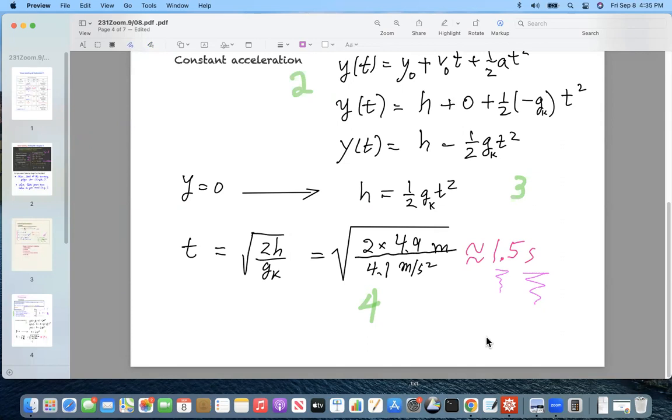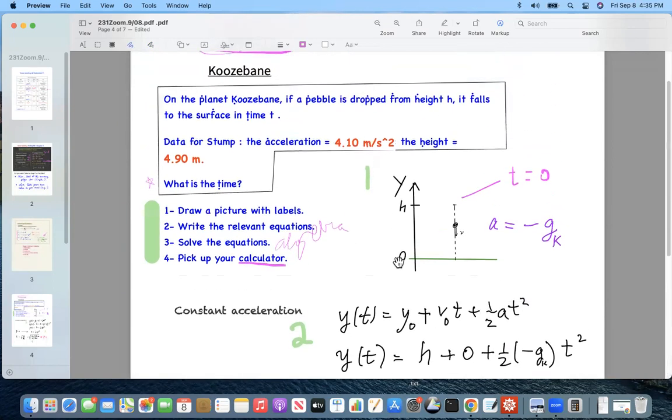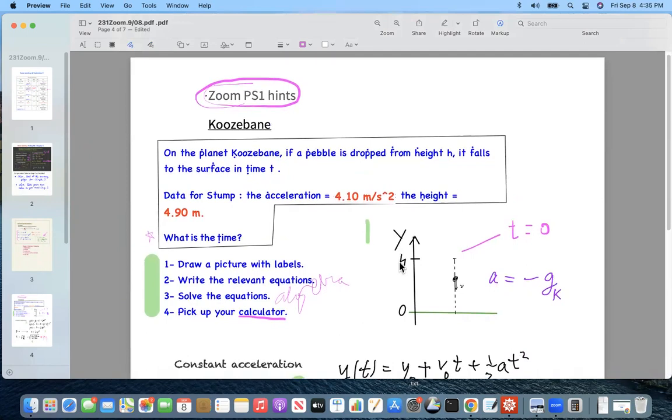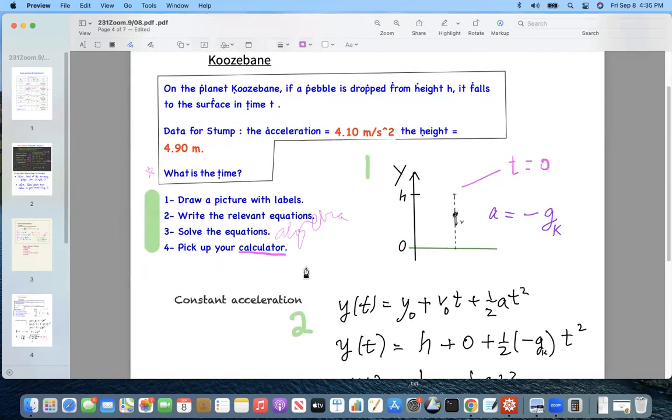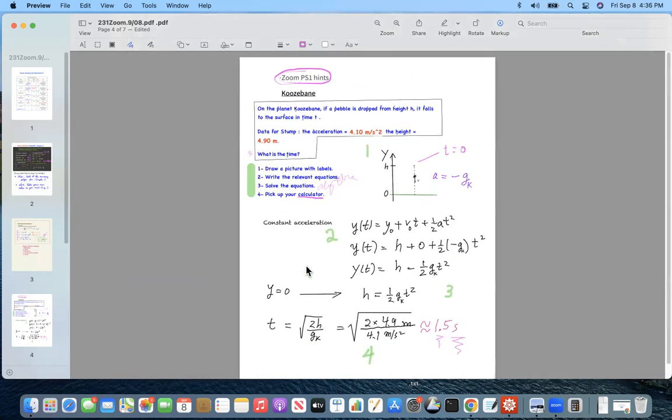Now, you'll want to do this more accurately, so you pick up your calculator and calculate this number with your calculator. So that's how we solve these problems, by this 4-step method. The important thing to understand is I never calculated anything until the very last step.